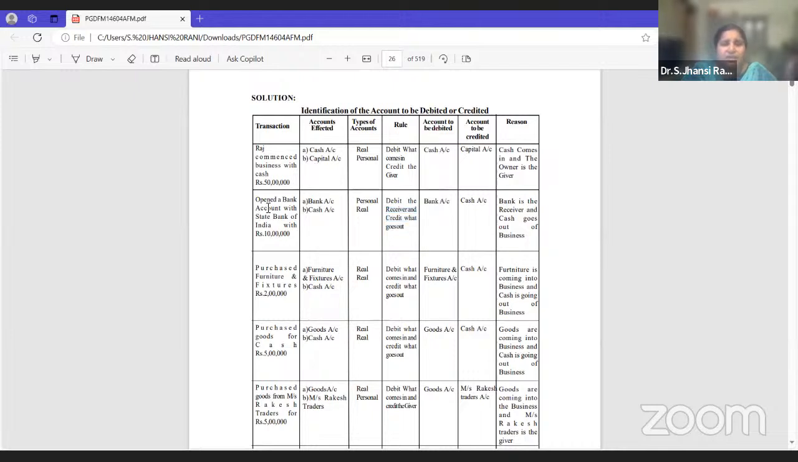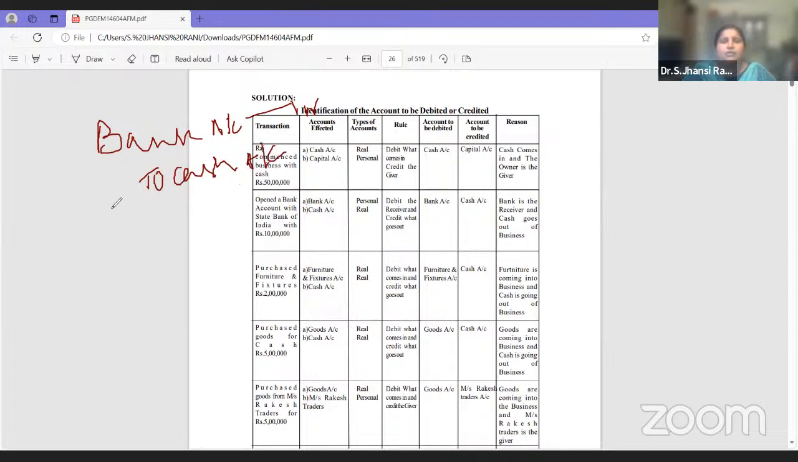So our entry would be what? Bank is receiving, so we will debit the bank. As per personal account rule, debit the receiver. So I will write bank account debit. Bank is the receiver, so I am debiting it. What is going out from the business? Cash is going out. So to cash account. Our journal entry will be bank account debit to cash account.